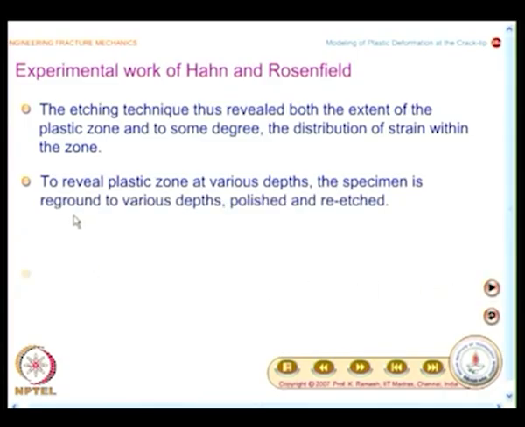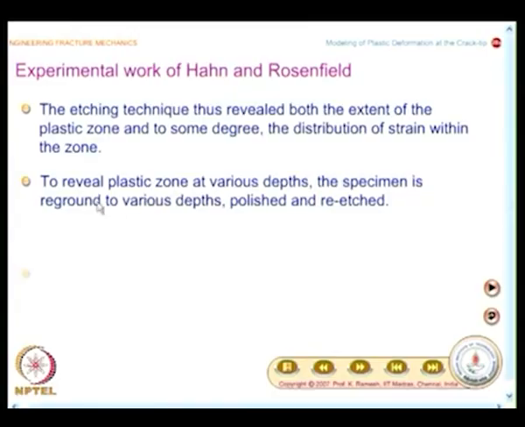And what they had done was to reveal plastic zone at various depths. The specimen is reground to various depths, polished and re-etched. So, you have a via media to check whether the plastic zone remains constant over the thickness of the sheet of the specimen, all that you have to investigate, because we are going to see how the plastic zone changes across the thickness, and we will also see how the plastic zone changes as the crack propagates. Both we will have to look at.